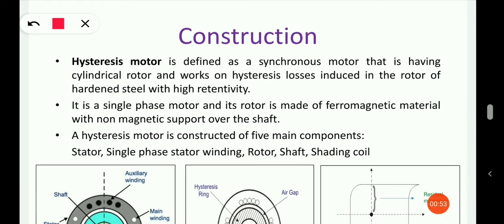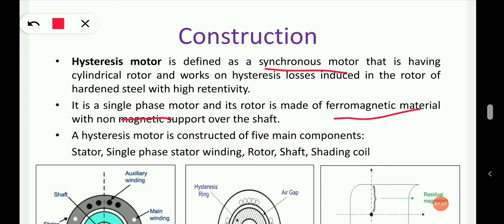So hysteresis motor is defined as a synchronous motor that is having cylindrical rotor and works on hysteresis losses induced in the rotor of hardened steel with high retentivity. It is a single phase motor and its rotor is made of ferromagnetic material with non-magnetic support over the shaft.